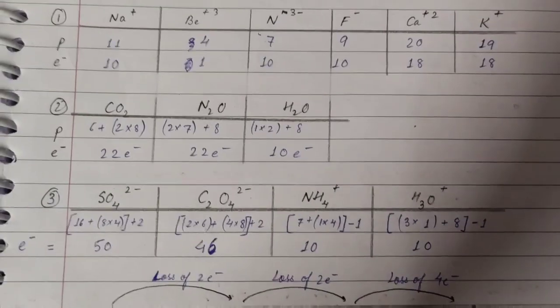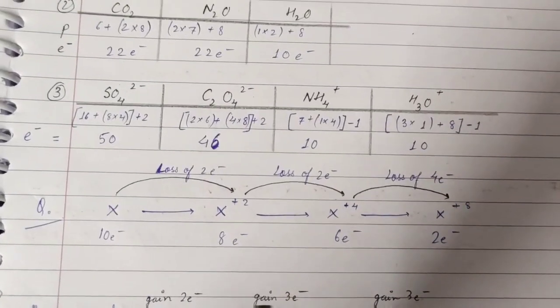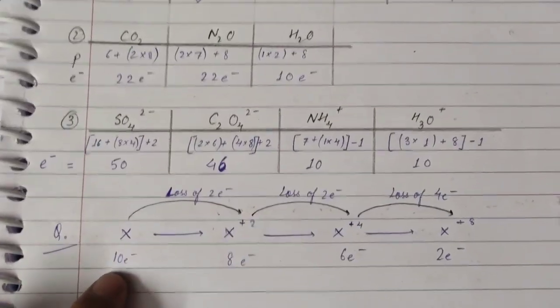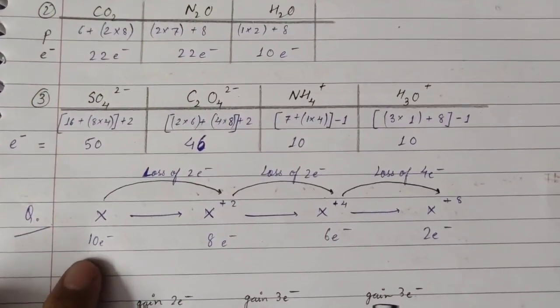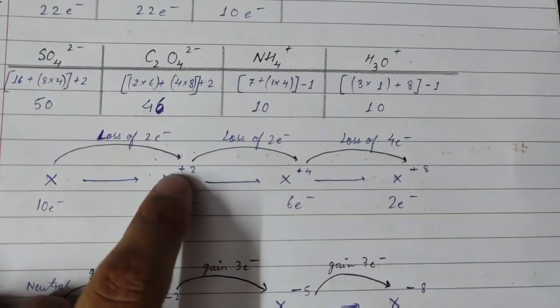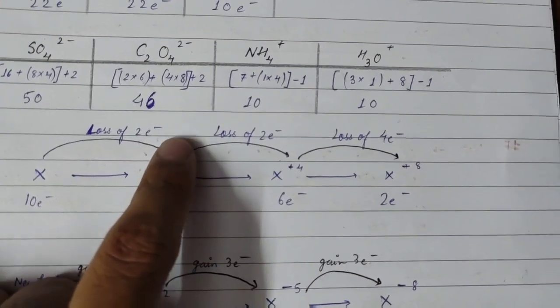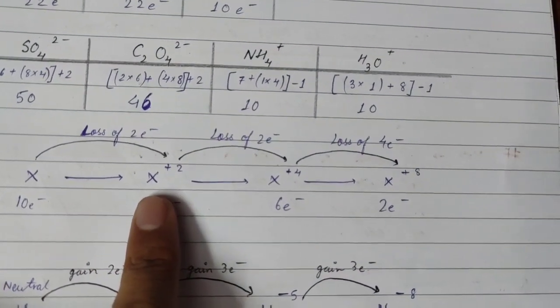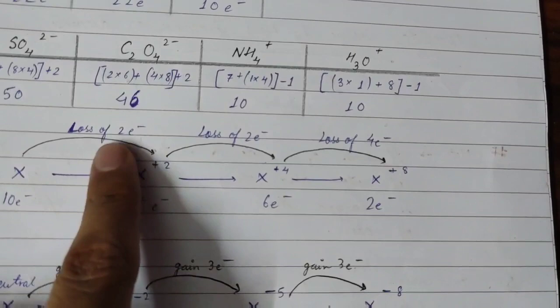Okay. Let us take a question here. Let us take an element X which has 10 electrons and it is in neutral state. Now there is a loss of 2 electrons, which now we will write as plus 2. X, which is having a charge of plus 2. So now what will be the number of electrons here? 8 electrons, because it has lost 2.